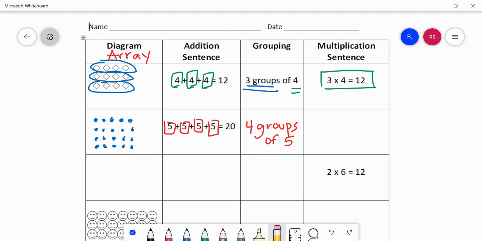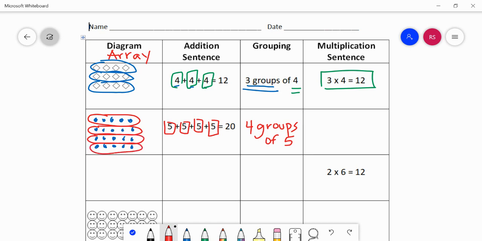Oops, I added an extra group there. I needed to erase it by accident. And that happens sometimes when we're making arrays. So just remember, however many rows you have is the number of groups. So how many groups do we have? We have 4. So I should have 4 rows.